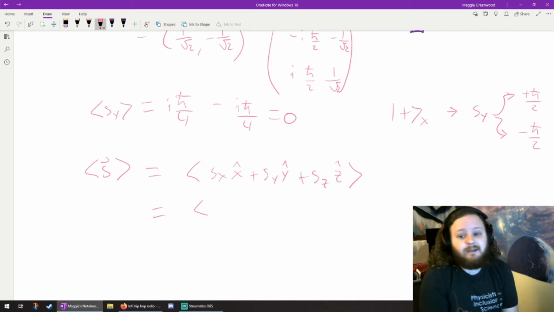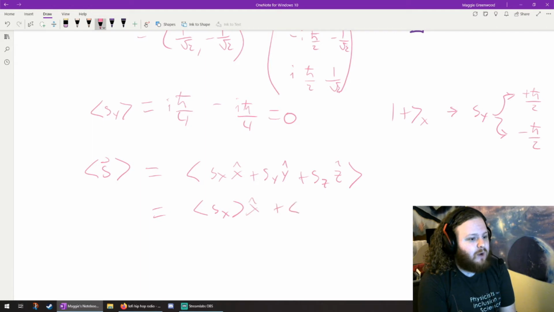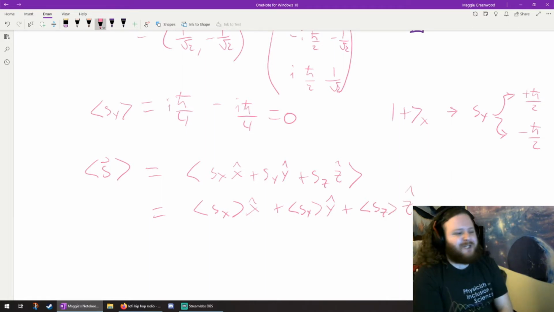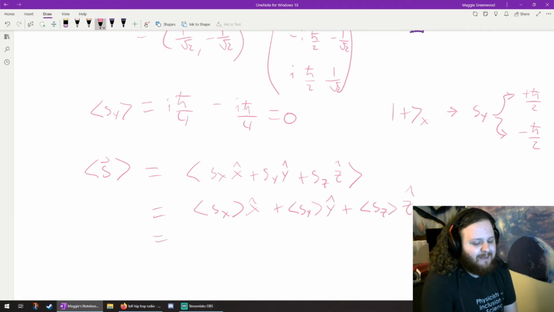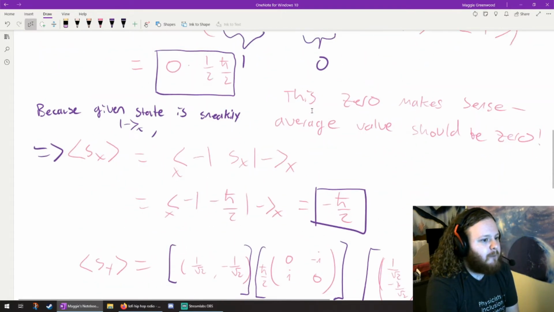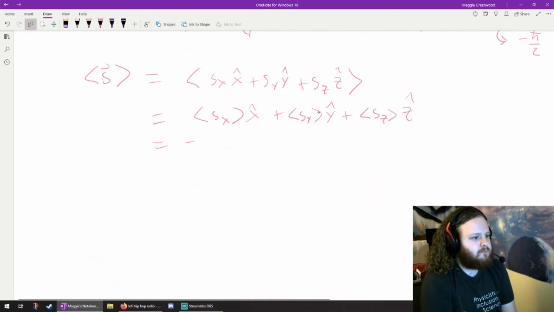So because expectation values are nice and distributive, I can also think of this thing as Sx x hat plus Sy y hat plus Sz z hat. And guess what? We solved for those 3 expectation values. We know what they are. Sx was minus h bar over 2 x hat, and the other 2 were 0.